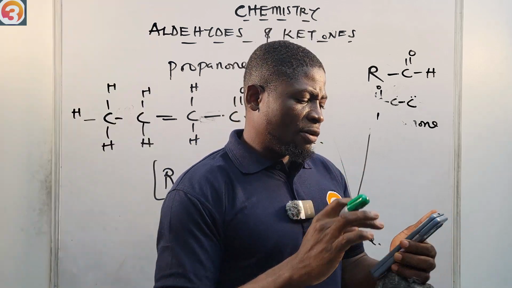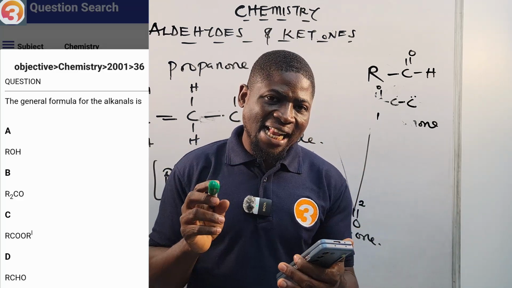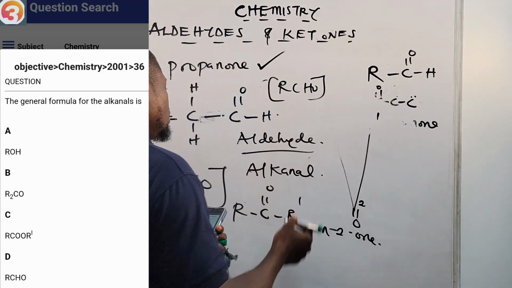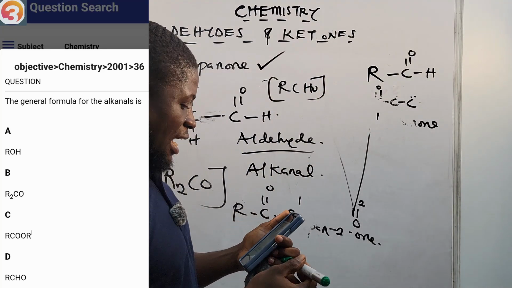Then let's see 2001 number 36. The general formula for the alkanals is what? RCHO. We talked about that one from the beginning. So RCHO would be our option D.